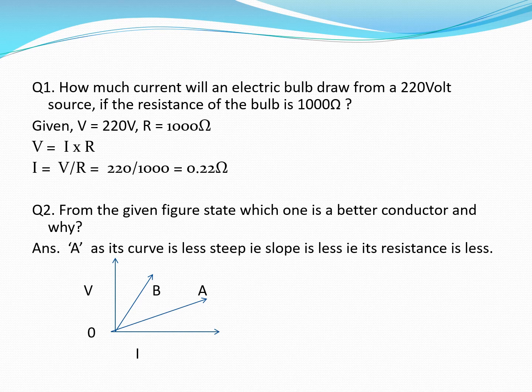Now I have drawn a figure, a VI graph, and I have given two materials A and B. The question asked is, you have to observe the figure and predict which one is the better conductor and why. If you recollect the Ohm's law graph, it's a straight line passing through the origin. The steeper the line, the more is the resistance. So A is a better conductor because its slope is less and its resistance will be less. It's not as steep as B.